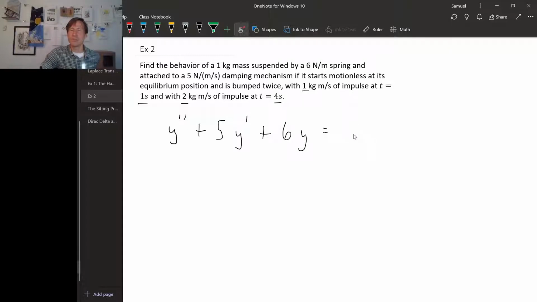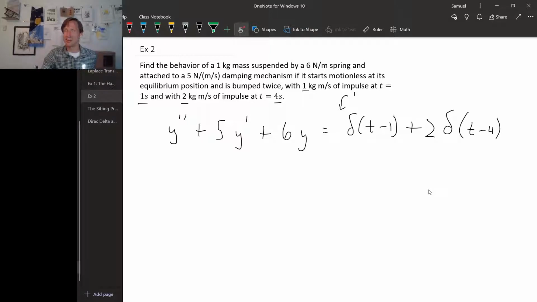So we have an impulse of strength 1 at time 1, so delta of t minus 1, and it's times 1 in front here, but I won't write that because it's implicit, plus, and then there's another impulse at time 4, and it has strength 2, so 2 kilogram per meter per second. I'm sorry, this should be Newton meter per second, shouldn't it? No, kilogram meters per second. Right. I was right the first time. Okay.